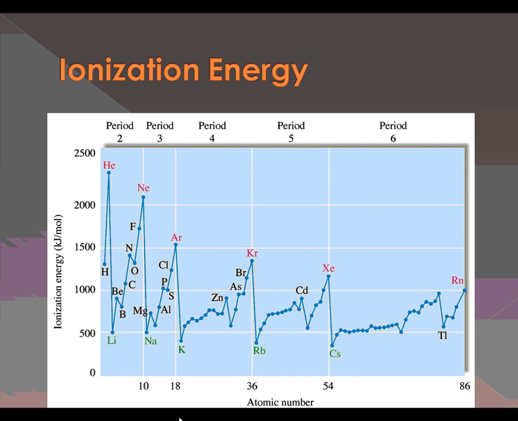So what are all those top ones? Those are my noble gases, right? What it's showing is that those are the most difficult to remove. That should make sense. We have achieved a full octet.